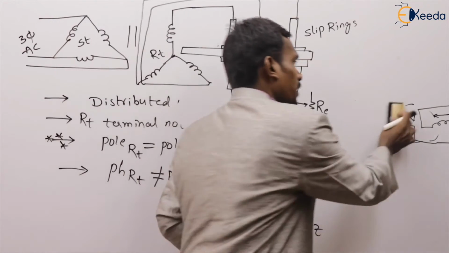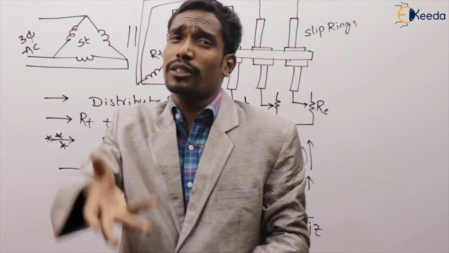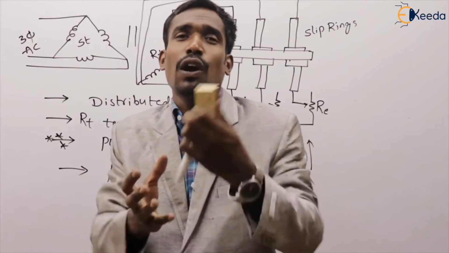So, in slip ring induction machine, what are the points? In slip ring induction machine, generally we are using distributed winding. That's why it is called a wound rotor.